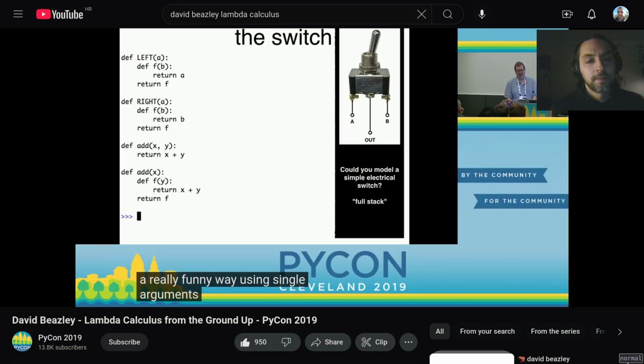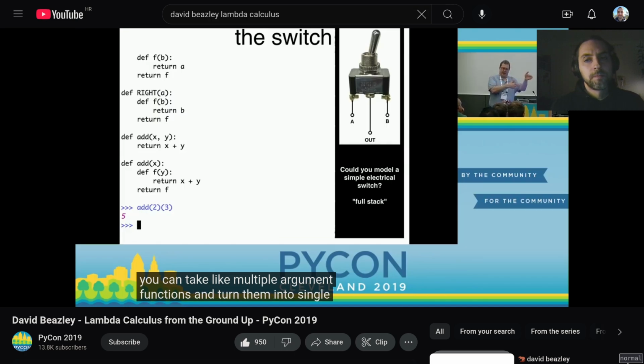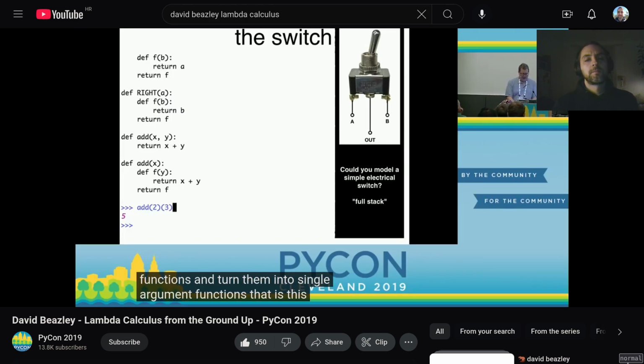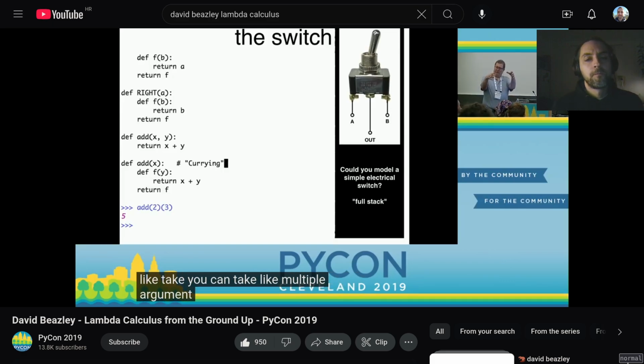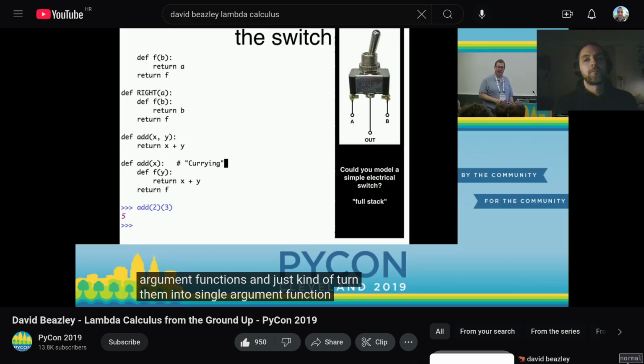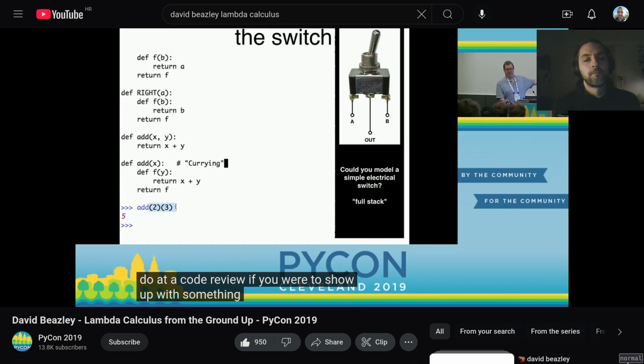Using single arguments. This is not going to win you points at work, doing some trick like that, but you can take multiple argument functions and turn them into single argument functions. This is something known as currying. If you've ever heard that term before, it's sometimes something people will throw around. It's basically a way of taking multiple argument functions and turning them into single argument functions. Again, you're going to have a lot of explaining to do at a code review if you were to show up with something like that normally, but that's what's happening there.